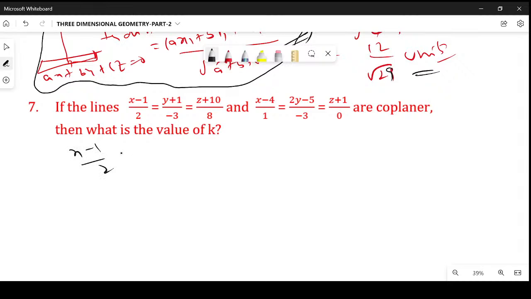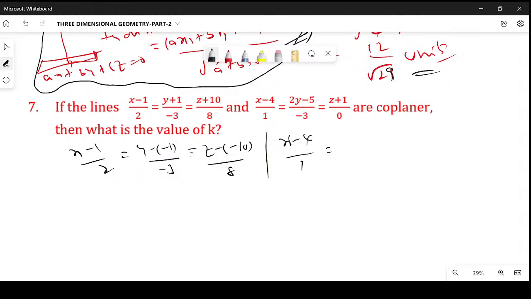(x minus 1)/2 = (y minus of minus 1)/minus 3 = (z minus of minus 10)/8. This is the line. Another one: (x minus 4)/1, and taking 2 common here, I can write 2y minus 5 by minus 3. Just they are given this, right? This is given everything that is right.